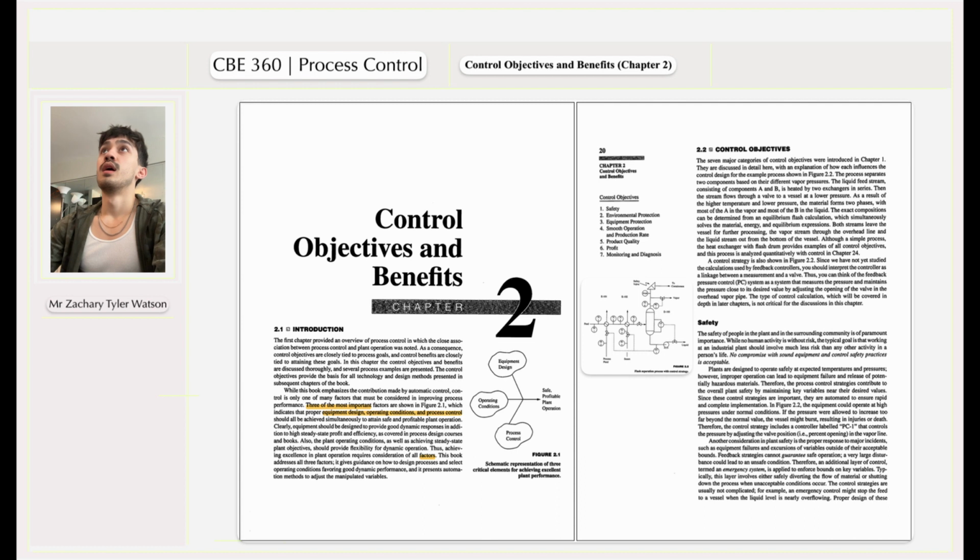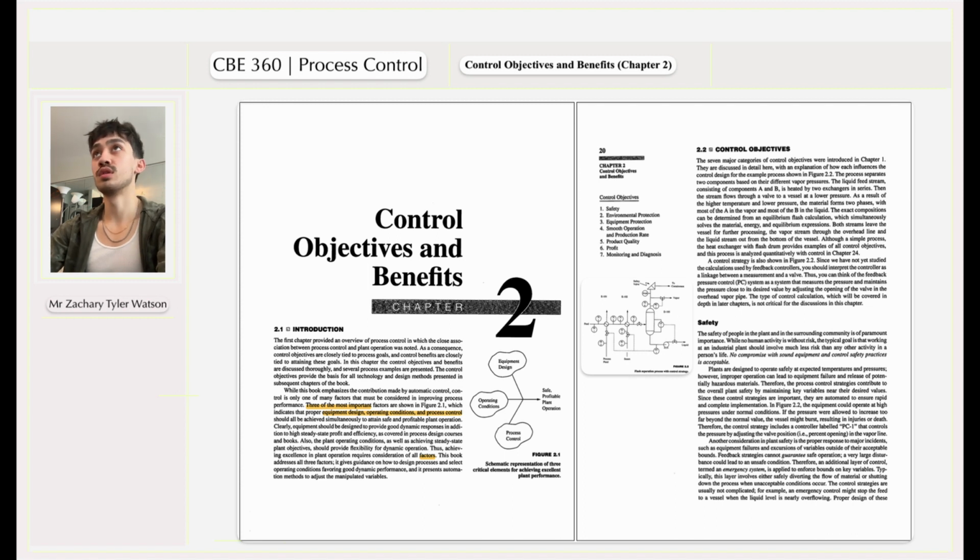Continuing on, a control strategy is shown in figure 2.2. Since we have not yet studied the calculations used by feedback controllers, you should interpret the controller as a linkage between a measurement and a valve. Thus, you can think of the feedback pressure control system, PC, as a system that measures the pressure and maintains the pressure close to its desired value by adjusting the opening of the valve in the overhead vapor pipe. The type of control calculation will be covered in depth in later chapters. It's not critical for the discussion of this chapter concerning the control objectives.